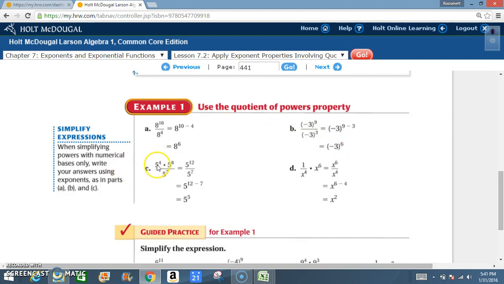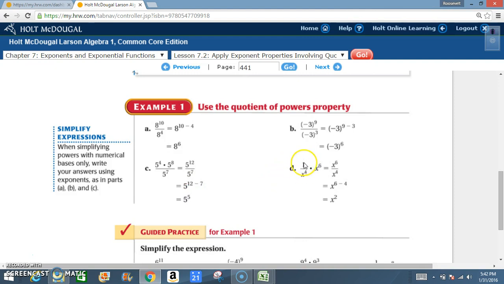Example C. 5 to the 4th times 5 to the 8th, all that divided by 5 to the 7th. First we say 5 to the 4th times 5 to the 8th is equal to 5 to the 12th. That goes back to the previous lesson where we add our exponents when multiplying with the same base. Now I have 5 to the 12th divided by 5 to the 7th, and that's going to equal 5 to the 5th. 12 minus 7 is 5.